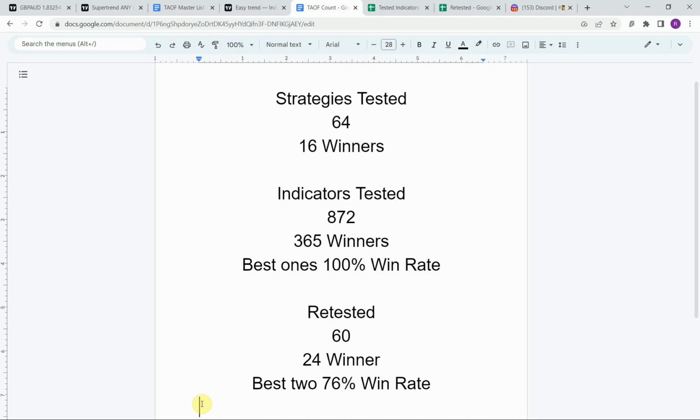We've also retested in the advanced testing 60 of the winning indicators. 24 of them have been able to maintain the winning status, the best two a 76% win rate. Now keep in mind that we test most of these strategies and indicators on the Forex and crypto market, but they can be applied to just about any market and time frame universally.